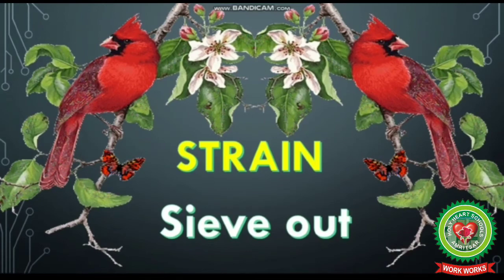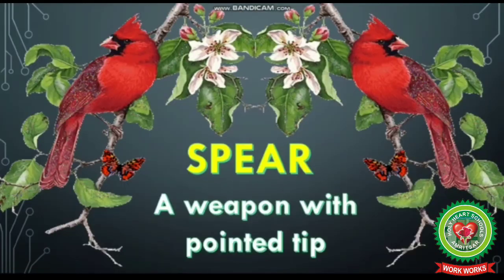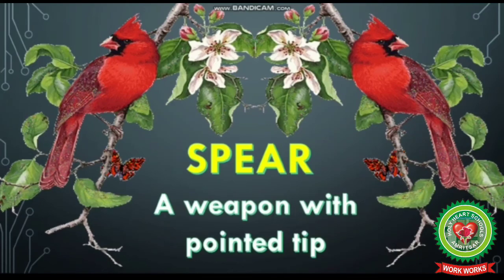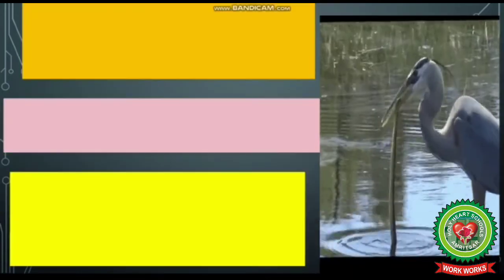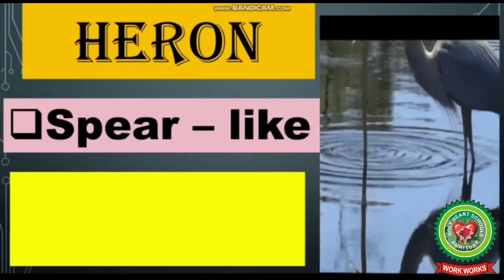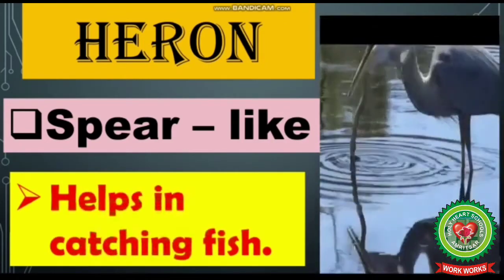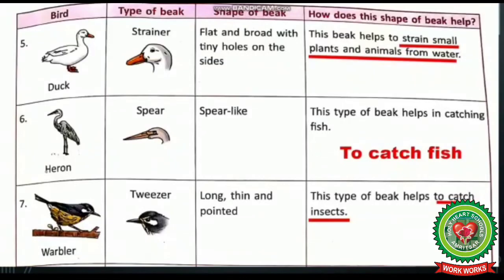Now come along. Number 6 is heron. Heron has spear type of beak. Underline word spear and write its meaning, a weapon with pointed tip. Students, its shape is spear-like and this type of beak helps in catching fish. Now write down the function of this beak to catch fish in water.